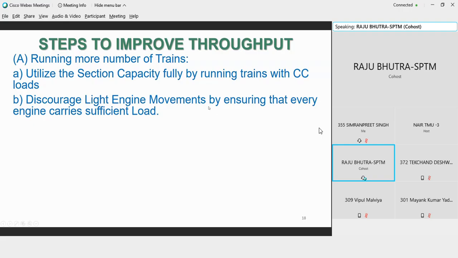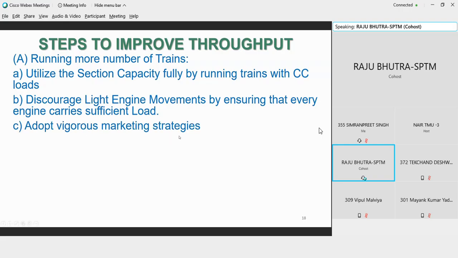Discourage light engine movements by ensuring that every engine carries sufficient load. So if we are running light engines, we are not getting any throughput because no load is attached to it. If it is going light, then there is no load attached to it. So that will not add to the throughput. It will only eat away the paths available. So if every engine is carrying sufficient load, then only throughput can be maximized.